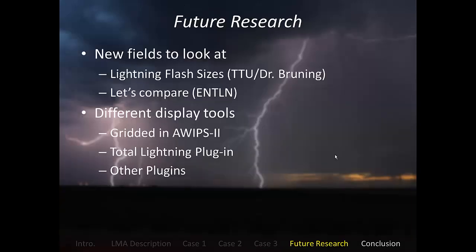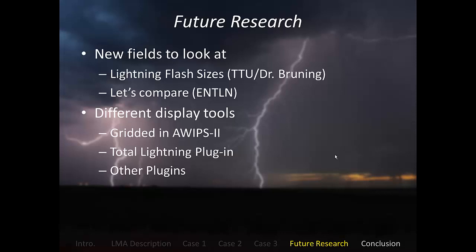So what's some future research? There are some new fields that we're going to be looking at. Lightning flash sizes, which is again the research that Dr. Bruning's doing at Texas Tech. And the thing that we're most excited for is that we'll be able to compare it with the Earth Network's lightning data. If you've had your AWIPS-II workstation with the latest build, this is something you'll be able to look at, the Earth Network's data. If you're still on AWIPS-I or an older build than 14.3.2, it'll be coming up here in a little bit.